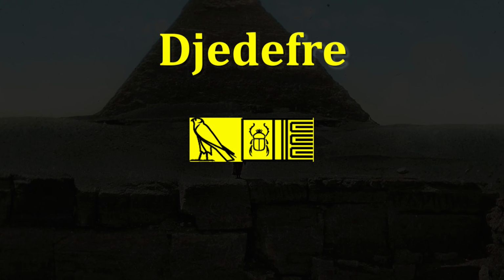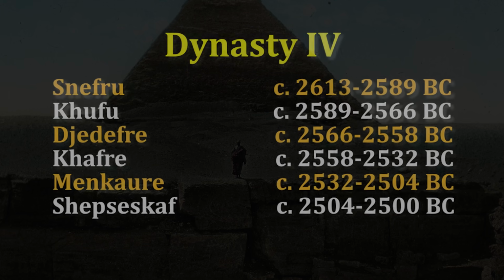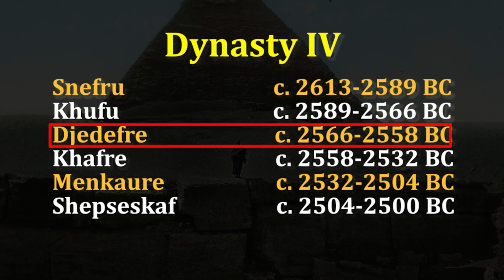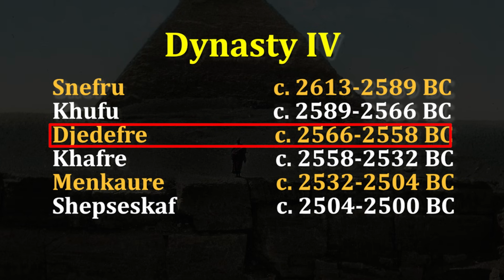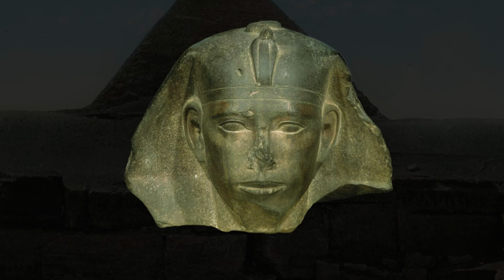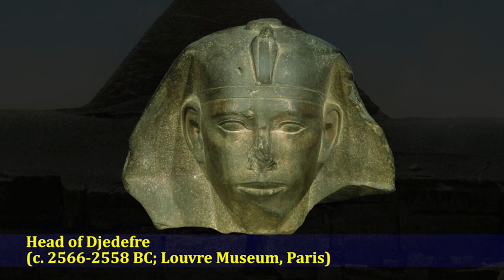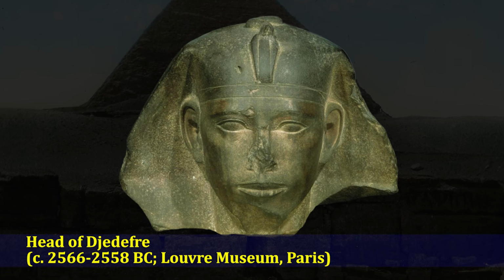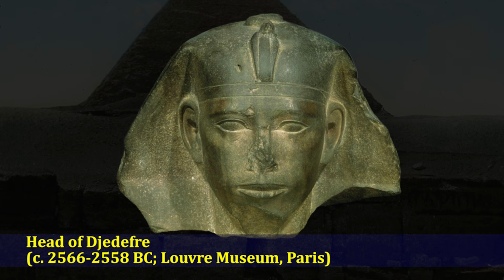In 2566 BC, Khufu died, and he was succeeded by his son, Djedefre, who oversaw his burial. Djedefre, though, wasn't the original heir. The kingship of Egypt was supposed to have been passed down to his brother, Kawab, but he died shortly before his father's death.